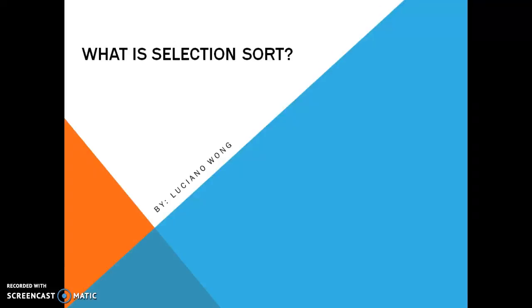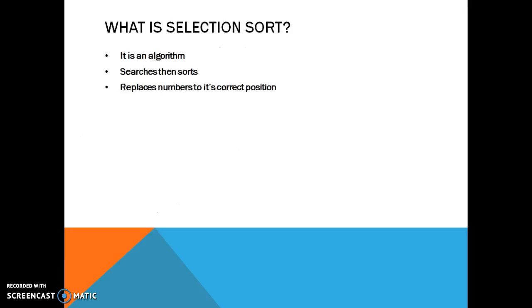Hello. Today we're going to talk about selection sort. First of all, what is selection sort? Selection sort is an algorithm that sorts a list by comparing all elements to find the smallest or highest number in the list.